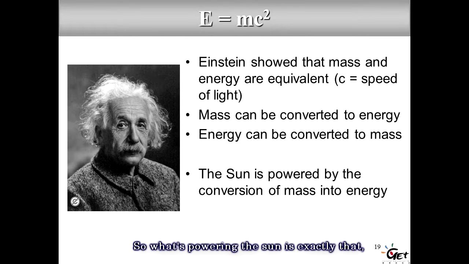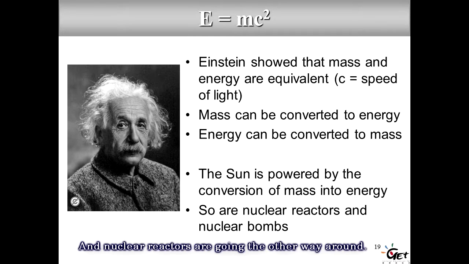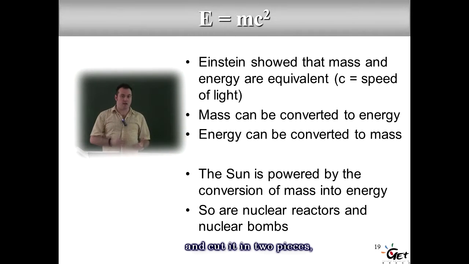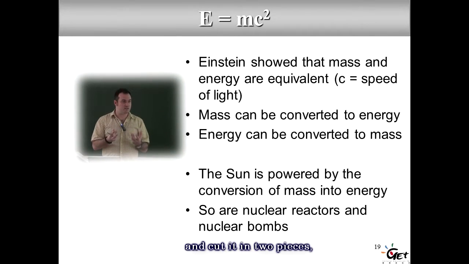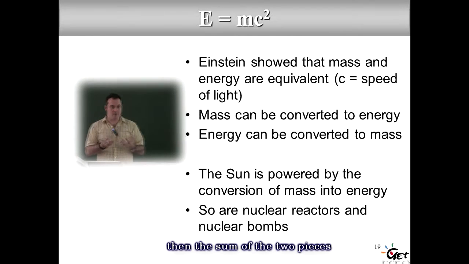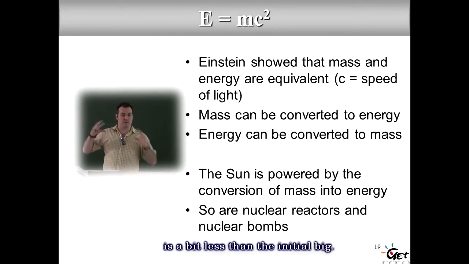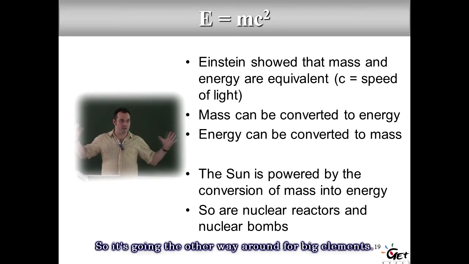So what's powering our sun is exactly that. It's conversion of mass into energy. You take 4 hydrogen, you create 1 helium plus lots of energy. And nuclear reactors are going the other way around. If you take a very big element like uranium and cut it into pieces, then the sum of the 2 pieces is a bit less than the initial big one. So it's going the other way around for big elements.